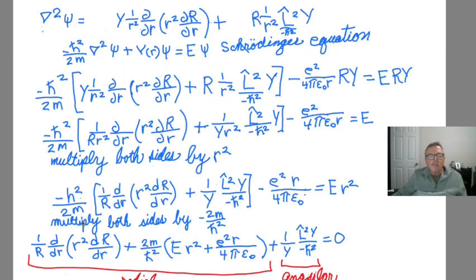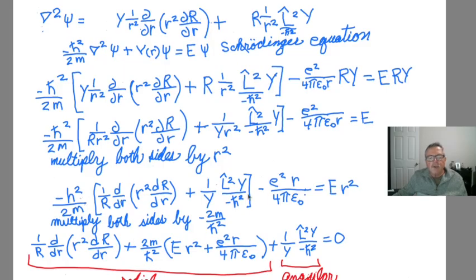And then we multiply both sides times negative 2m over h bar squared. Now, why would we do that? Well, then it takes out this constant. That's a constant: mass, Planck's constant over 2 pi squared, 2 is a constant. So we're just going to multiply out that constant.